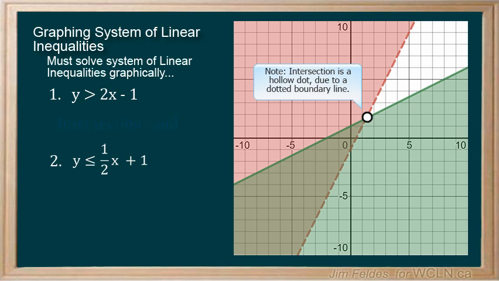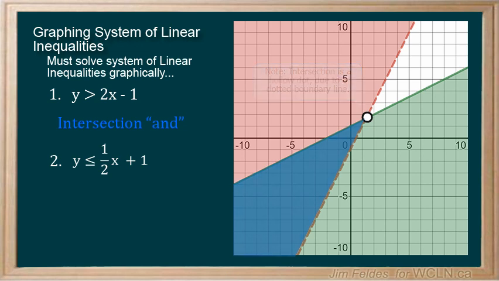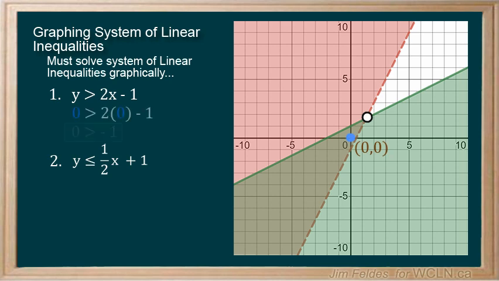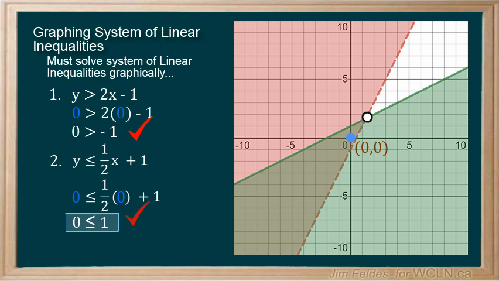By showing the graphs in this way, it's easy to see common points or the intersection of the two graphs. Check a point from this area that will prove it's true for both restrictions, like the point (0, 0). In the first inequality, we get 0 is greater than -1, which of course is true. And in the second, we get 0 is less than or equal to 1, which is also true.